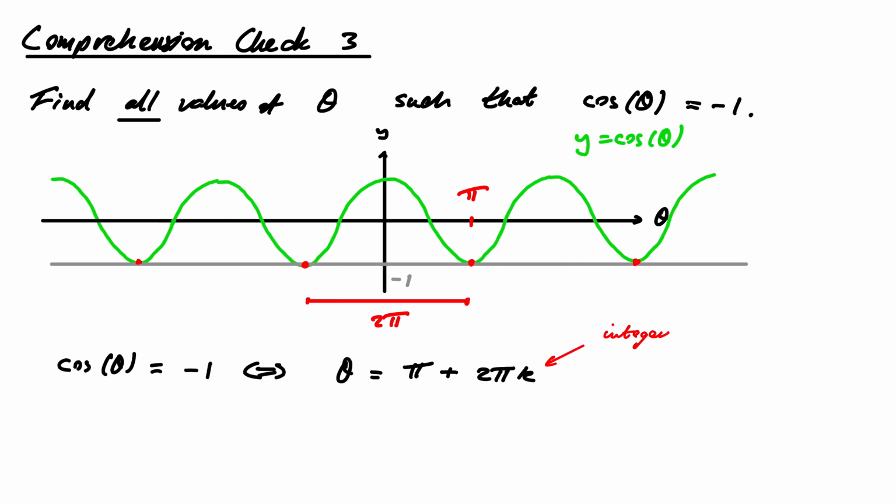So again, this could have been done with the unit circle by looking at the x-coordinate being -1 on the unit circle. That would give you pi, and then you'd have to have full rotations, which would be these multiples of 2 pi. But again, good practice getting to understand the graph.